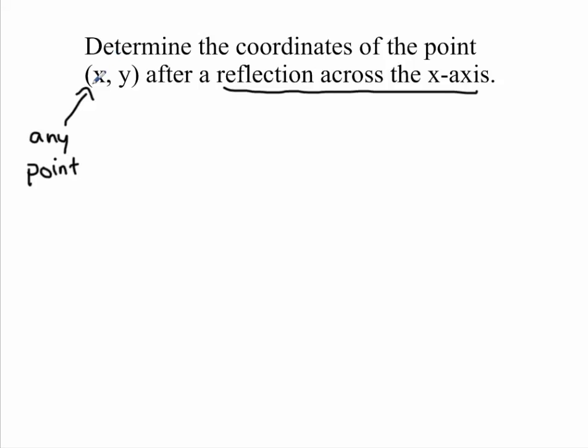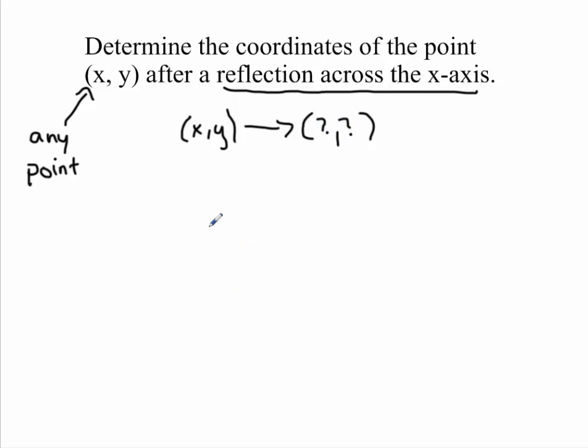Since I'm starting with an x and y, my answer is going to be some type of an expression in relation to this. So think about it in terms of any point. If you reflect any point, it doesn't matter where it's located. I want to know if we could come up with a rule to figure out where the new coordinates will be after we reflect it across the x-axis. If you start off with an x and y value, where does that point go? Where are the coordinates going to be?